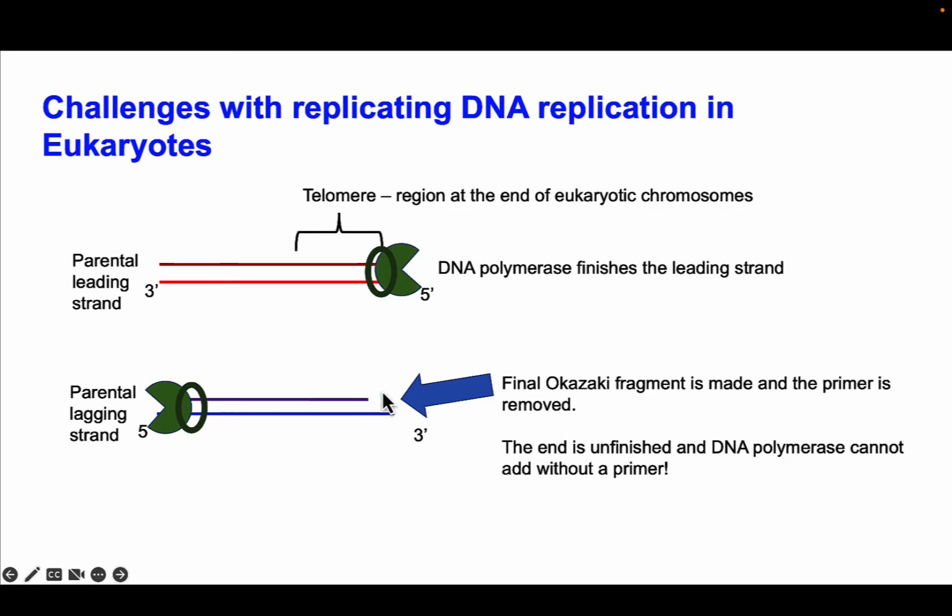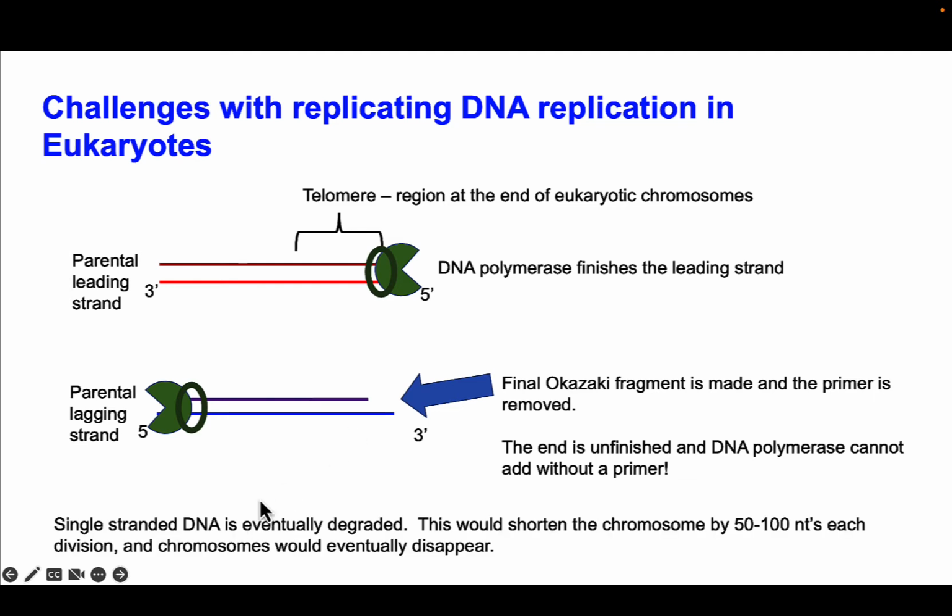Now, here's the problem right here. This is unfinished, and the DNA polymerase can't add any more because there's nowhere to stick a primer. So in theory this would pose a big problem, because the single-stranded DNA on this lagging parental strand would eventually be degraded. And this would shorten the chromosome by 50 to 100 nucleotides at each cell division, and eventually chromosomes would disappear. So this is a huge problem for replicating linear chromosomes. How does the cell solve this problem?